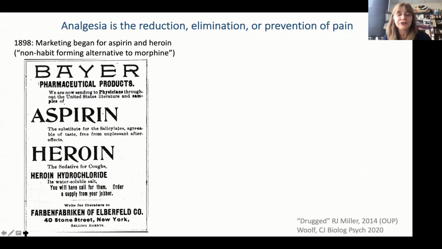Okay, so now I can just quickly wrap up with some other thoughts. So analgesia, really pain reduction, elimination, or prevention of pain is something that we are all very familiar with.